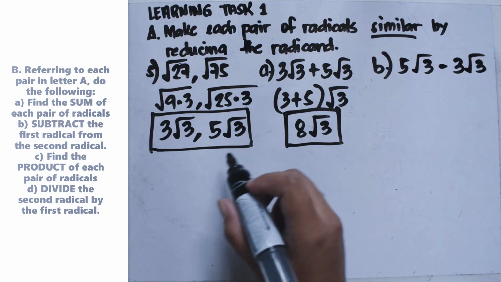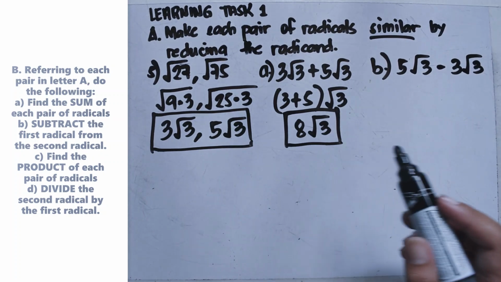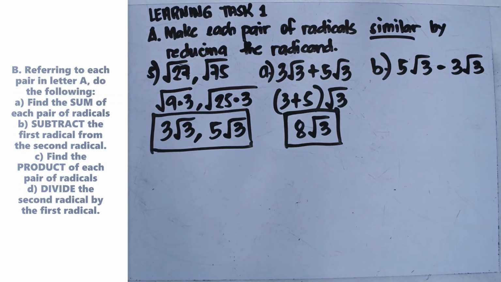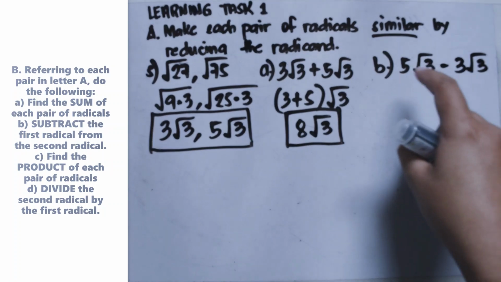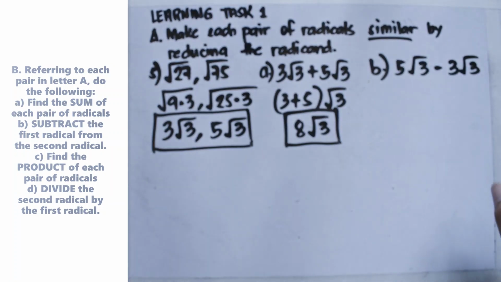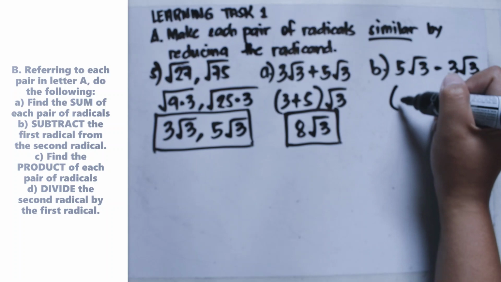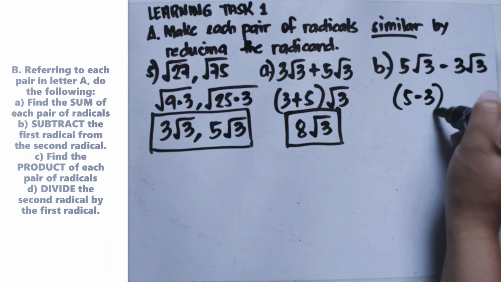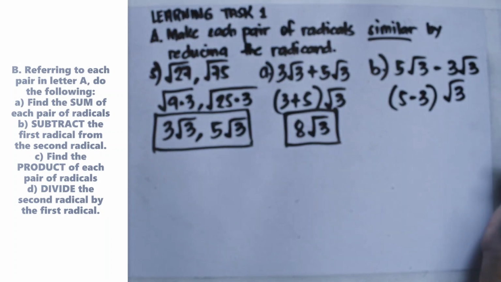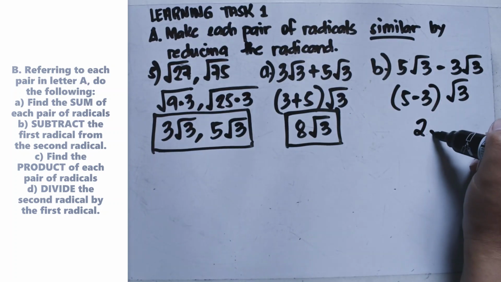Maybe you are wondering, why is it always reversed in subtraction and division? It is because that is what is being asked. Letter B says subtract the first radical from the second radical. So, that is why it comes first. So, we subtract: 5 minus 3, and then copy the same radical, which is square root of 3. 5 minus 3 is 2, and then copy square root of 3.